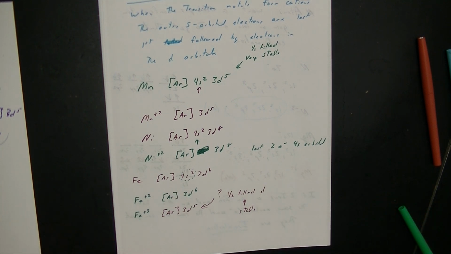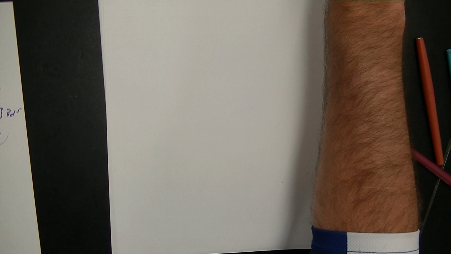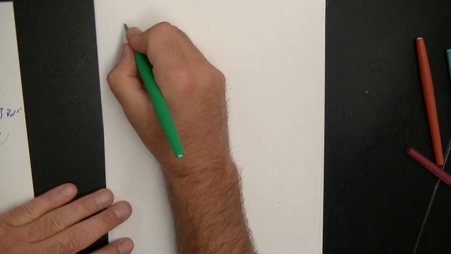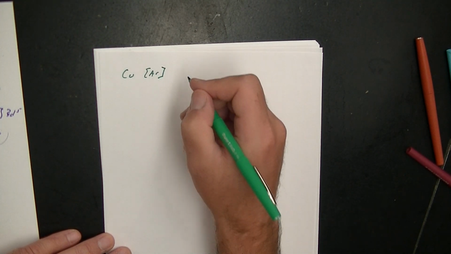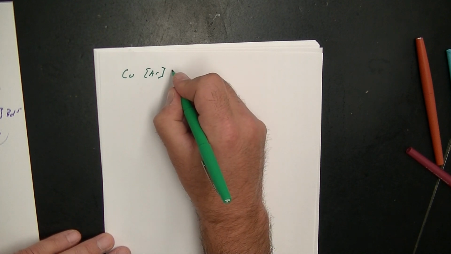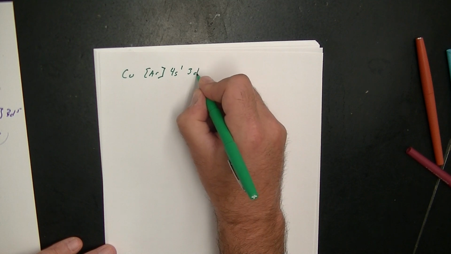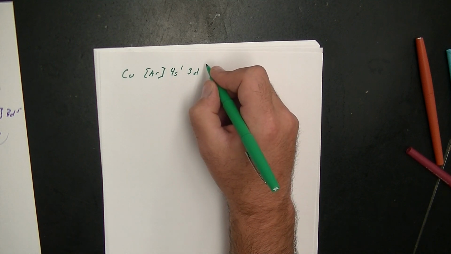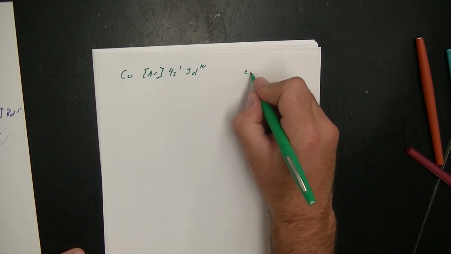Good. All right. Let's look at copper. So copper is argon 4s1 3d10. Okay. Remember, this is one of those exceptions.